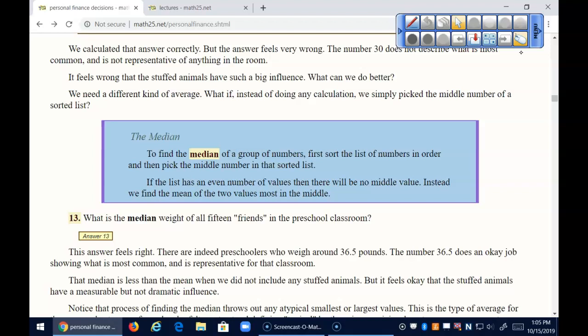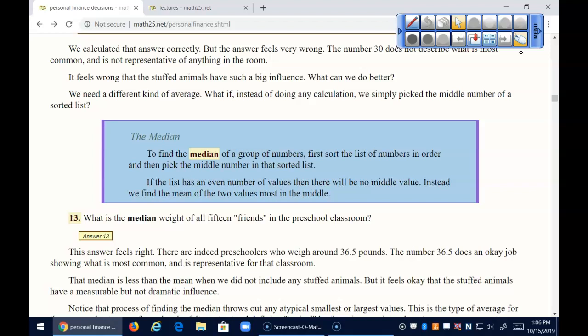We need a different kind of average. We're going to list the numbers in order. This is important because there will be somebody that forgets, certainly on the homework, maybe on the test, to put their numbers in order. Put your numbers in order. Then pick the middle number in that sorted list. You're throwing out the edge ones pair by pair until you get to them.